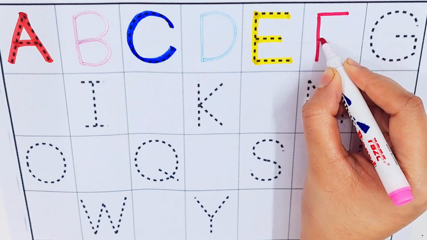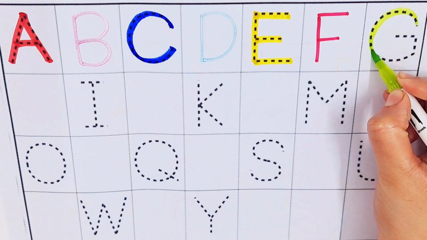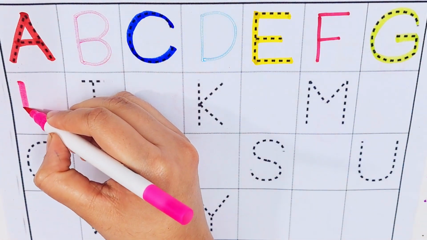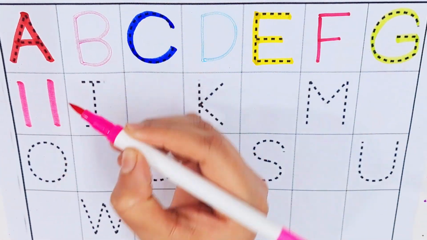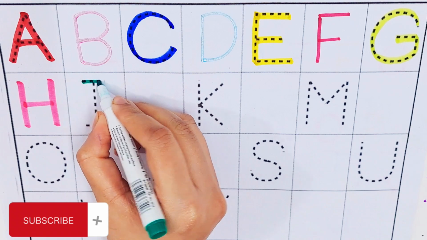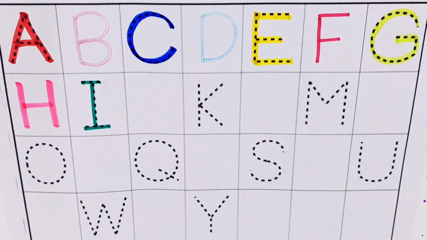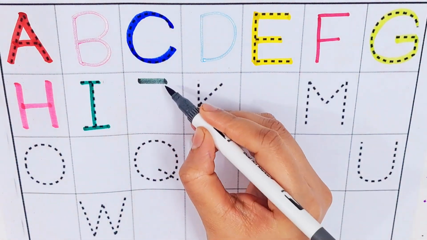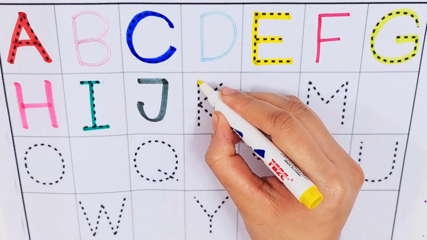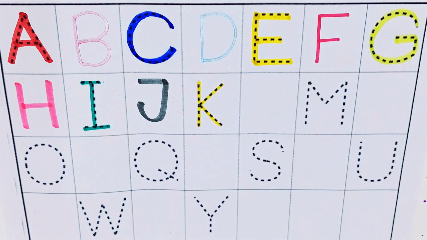F for fish. G for gun. H for honey. I for insect. J for jar. K for kingfisher.